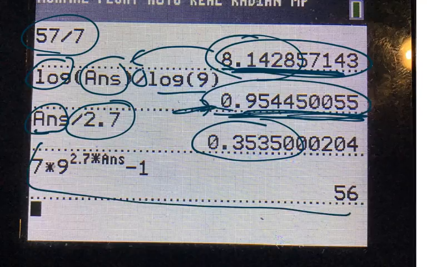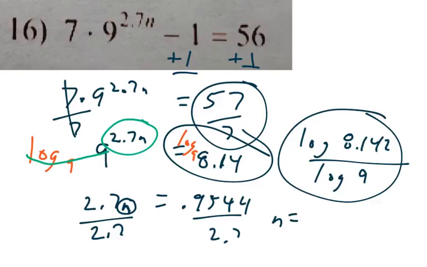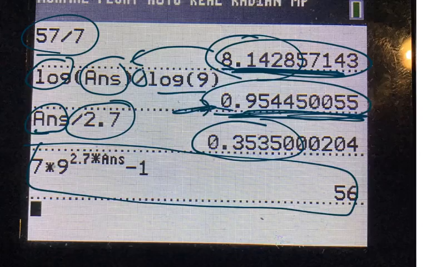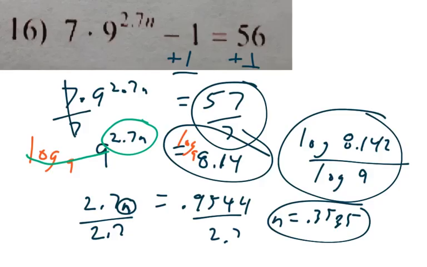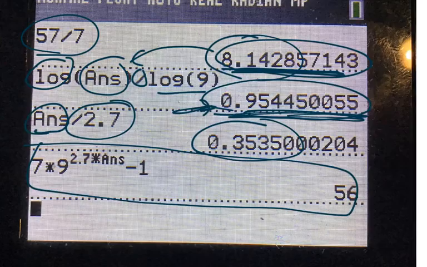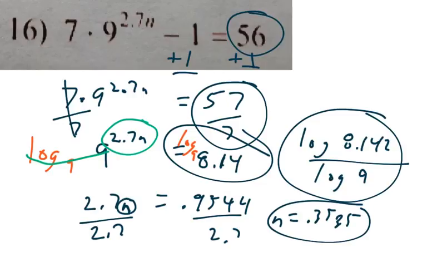And pause the video here, guys, so you can see how I checked my answer. So I know n is 0.3535, right? 0.3535. There it is. And when I plugged it in, notice right here, I know I did it right.